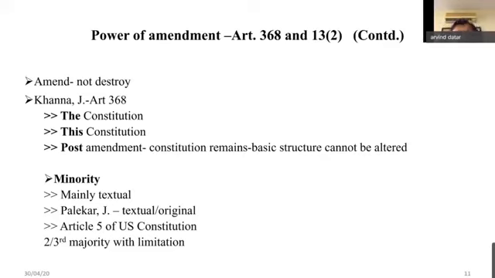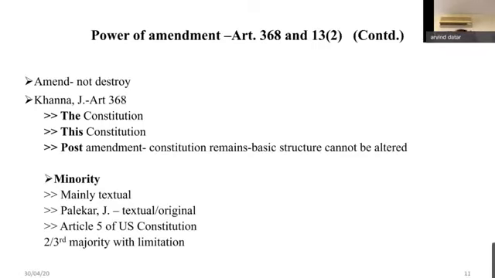In other words, suppose hypothetically we accepted the minority view, we go back to the Shankari Prasad case, that everything can be amended. Suppose the government tomorrow simply removes entire Part 3, removes 25 and 26. It's the same constitution. Are we the same democracy? Are we a republic? Answer is no. And that's why Khanna then evolved the basic feature theory.